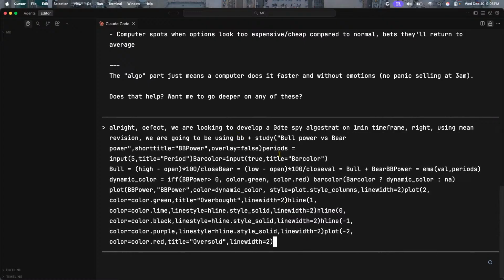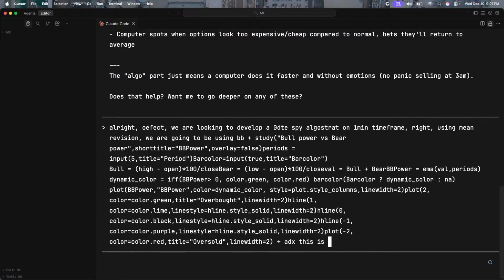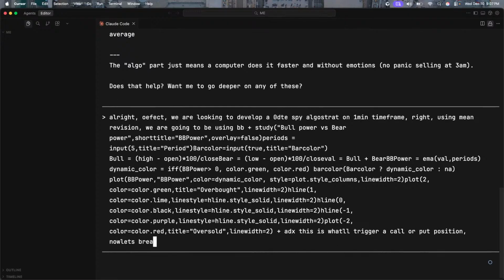So we're using Bollinger Bands. We're using a trend confirmation plus ADX, right? Average directional index. So I'm going to have Claude Code explain all this. We're going to break this down. This is the way we're going to enter our position. This is what'll trigger a call or put position. Now let's break this down, how this will work before we get to the other parts of this strat.